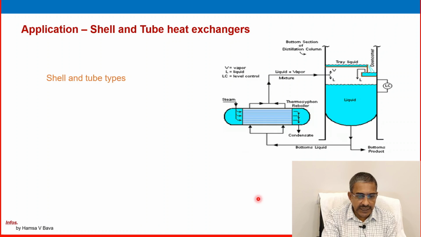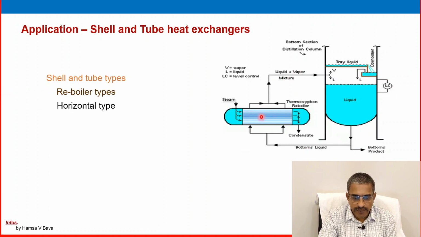So this is a shell and tube heat exchanger. Look at that one. This is the process equipment, and the heat exchanger is connected here. So the bottom liquid is entering from here, and vapors are leaving the heat exchanger and entering the process vessel on the upper side. So this is a shell and tube heat exchanger, horizontal type. It is a reboiler type. Horizontal type is a reboiler.